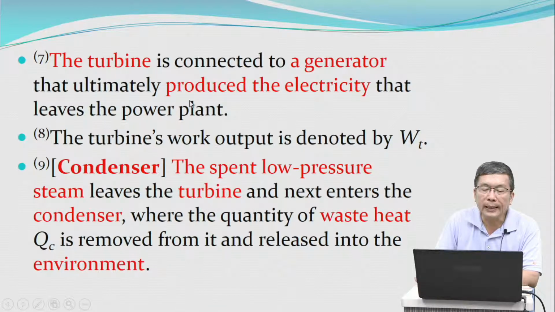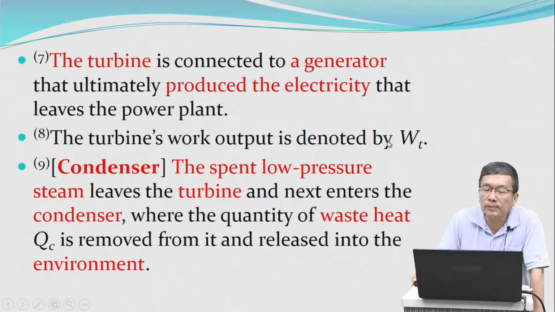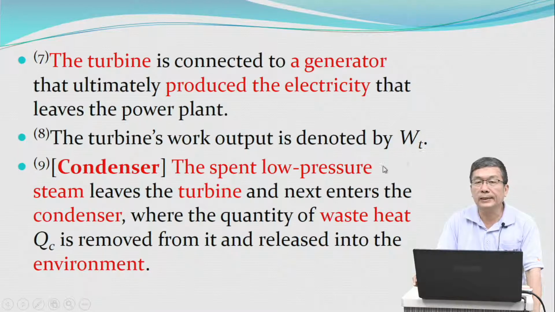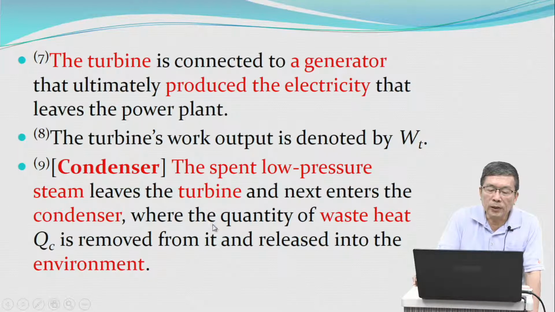The turbine is connected to a generator that ultimately produces electricity that leaves the power plant. The turbine's work output is denoted by W sub T. Condenser. The spent low pressure steam leaves the turbine and next enters the condenser, where the quantity of waste heat Q sub C is removed from it and then released into the environment.